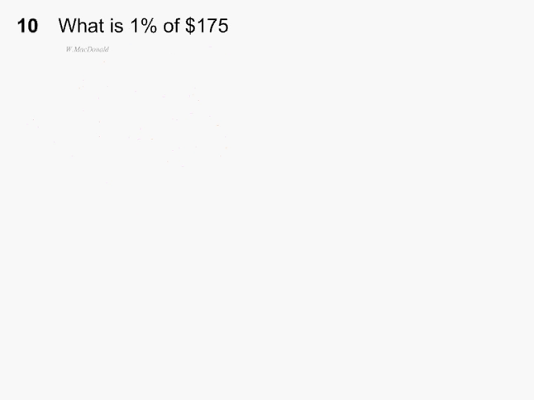Question 10 is probably the easiest question, because in order to find 1%, Lucy, all you have to do is move the decimal twice. So that's 10%, and 10% of 10% is 1%. So 1% of $175 is $1.75.